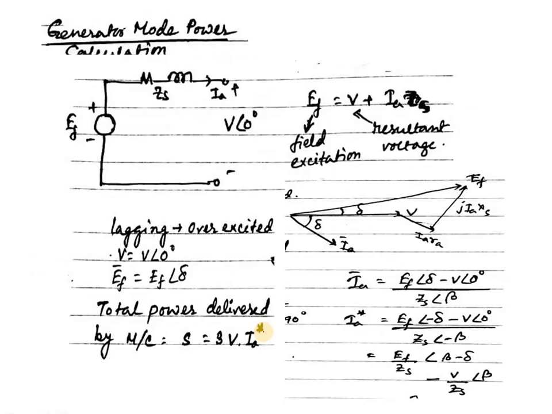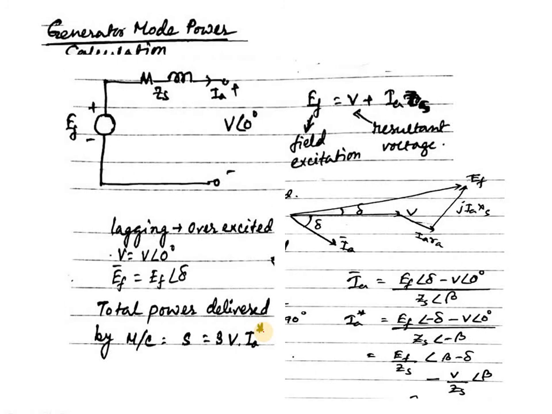Now, generator mode power equation. Here the difference is the direction of flow of power. So the equation is EF minus V divided by ZS, where EF is the field equation, and this is the result. So lag power factor is when the machine is overexcited. So V is angle 0 degree, EF equals EF angle delta. So the total power delivered by the machine is 3 into V into Ia. We have taken this as 3-phase power.